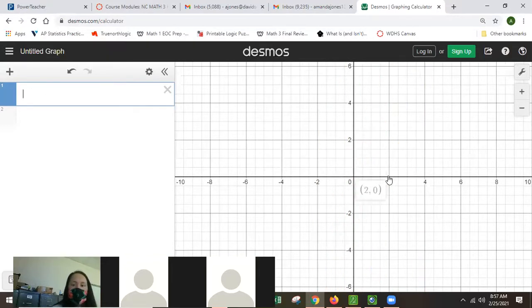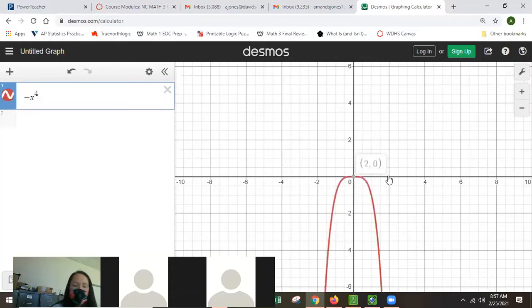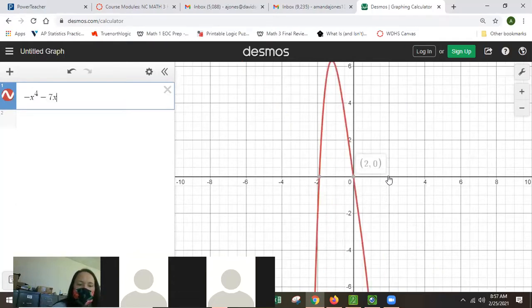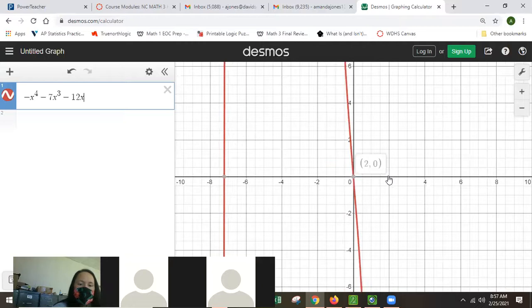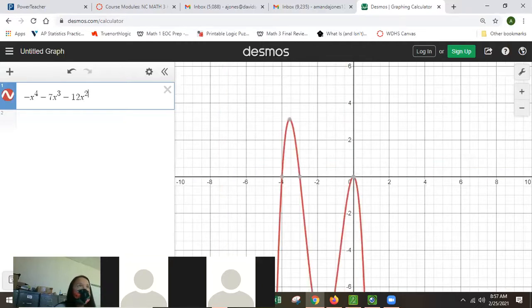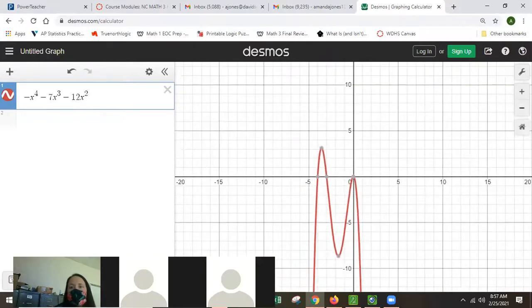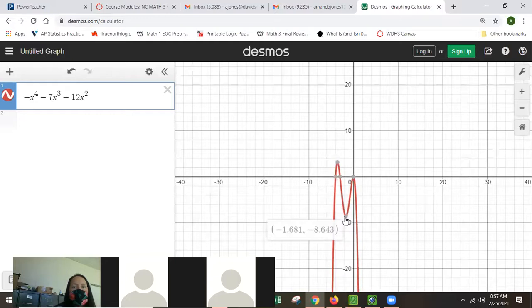If we look at the next one, we have negative x to the fourth minus 7x to the third minus 12x to the second. How many x-intercepts do we have? 3. How many relative maximums? So everywhere that it peaks at the high, there's one and there's one. So it actually has 2 relative maximums. And then if I zoom it out a little bit, how many minimums does it have? Just one. And it didn't even ask you where they were. It just said, how many do they have? Okay. And Desmos is what you use on your final exam, so you'll be fine.